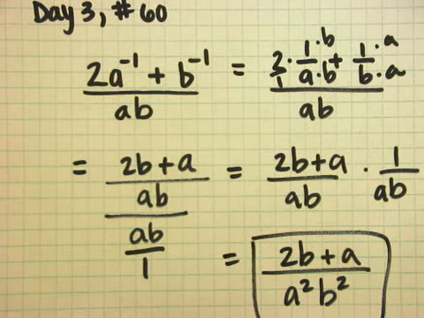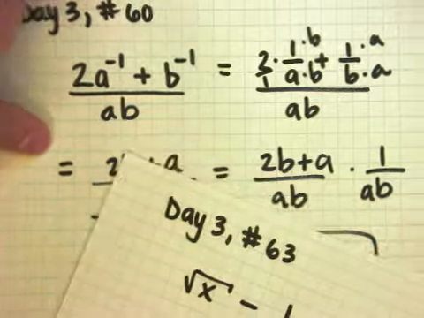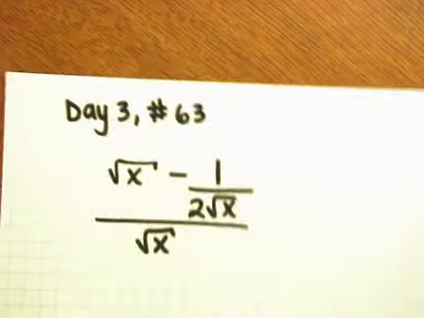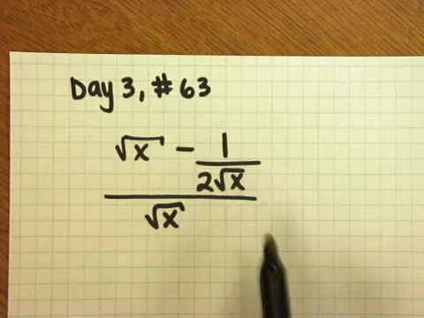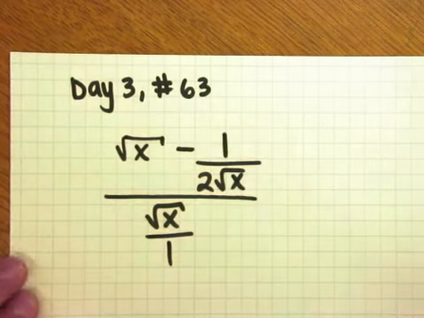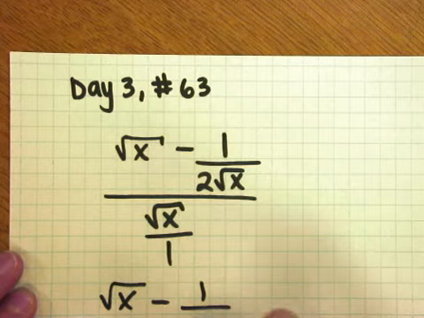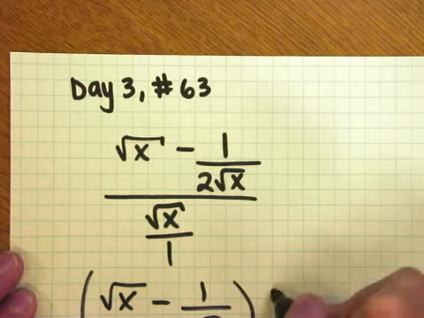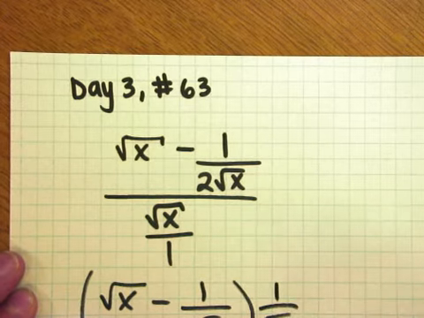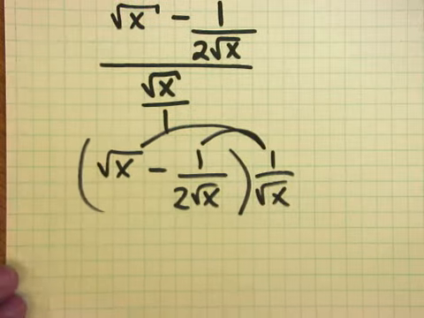All right, one last one from day 3. Well, actually, this isn't the last, but I'll try and fit it in this video. Simplifying this problem. So multiplying or dividing fractions is easy as pi. Flip the bottom and multiply. So I'm going to make this root x minus 1 over 2 root x, and then times 1 over root x. When I do this, I can distribute from the right into the parentheses.